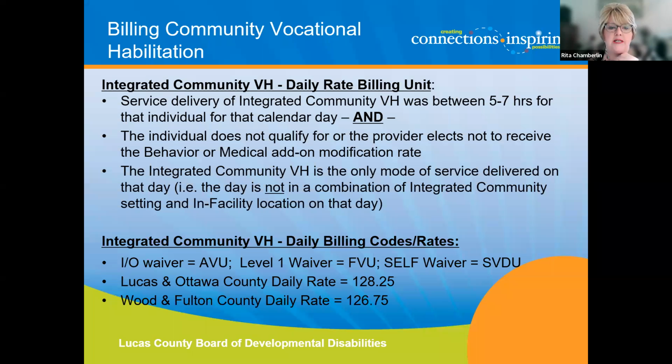Lucas and Ottawa County daily rates, again, are going to be the same as what the community day support was, the 125, or I'm sorry, 128.25. And if it was delivered in Wood or Fulton County, I'm sorry, it'd be 126.75. So again, it's that same rate structure of what the community day program was, but it's just using the codes that are for the vocational habilitation.